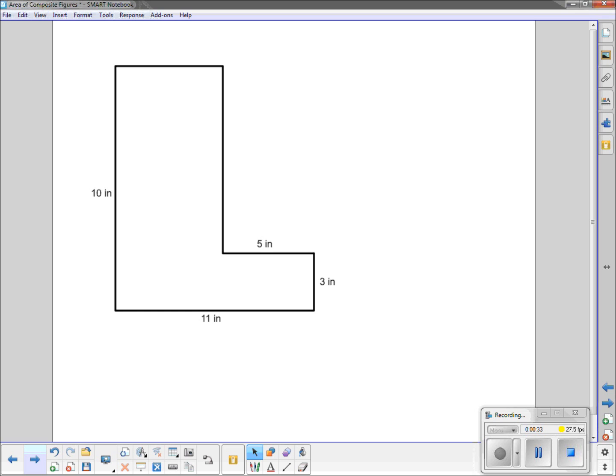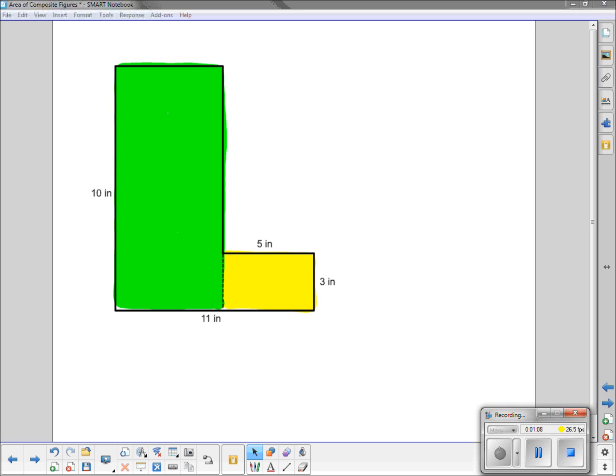This first example is an odd-shaped polygon, but we can find the area of this polygon by decomposing it into two separate rectangles, finding the area of those rectangles, and then adding the two areas together. The first thing that I need to do is figure out where I need to break this polygon in order to create two separate rectangles. Notice that I decided to break this polygon straight down, creating two separate rectangles.